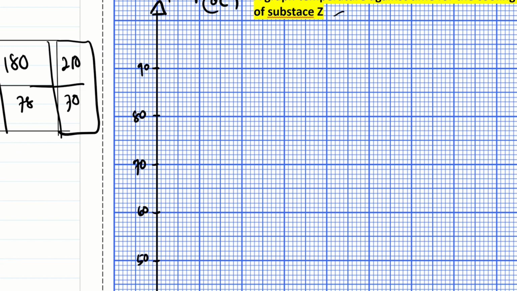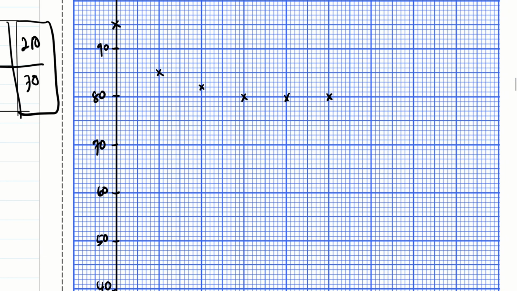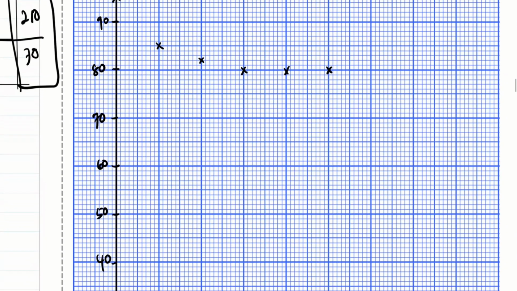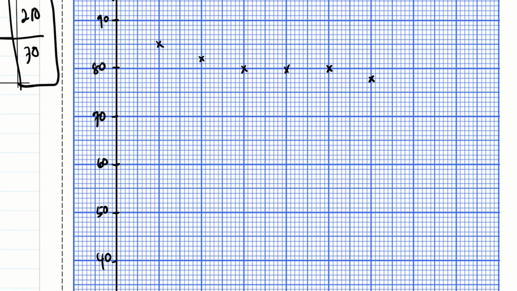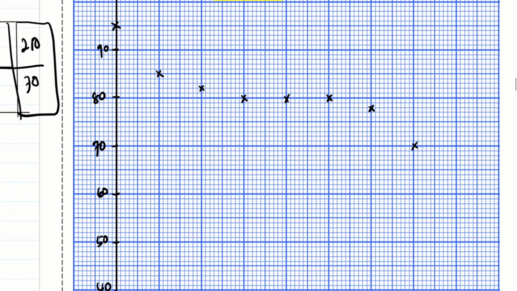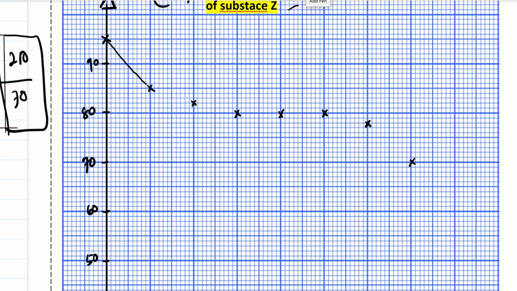0 will be 95, so I put here 95, and 30 will be 85. 85 is here. All right, and next one, 60 will be 82, so 82 will be here. All right, and the 90 until 150 will be 80, so here 90, 120, 150. All right, and next one 180, we will get 78, so the 78 will be here, and 210 will be 70. All right, so we try to draw the graph.